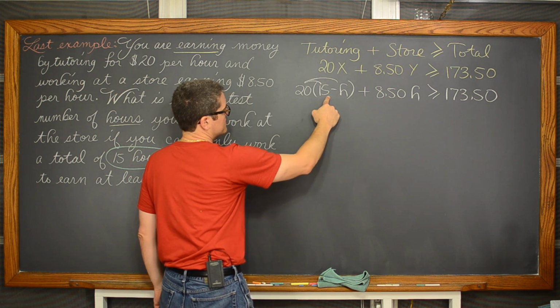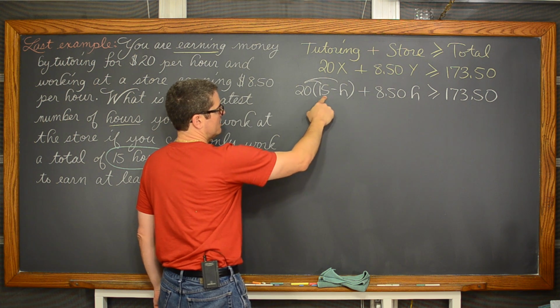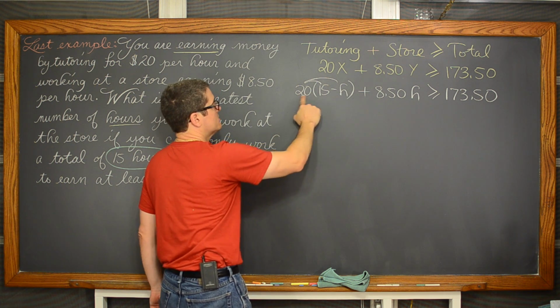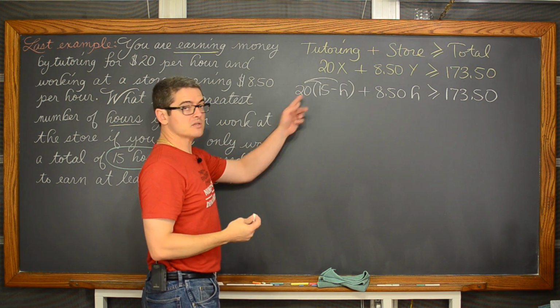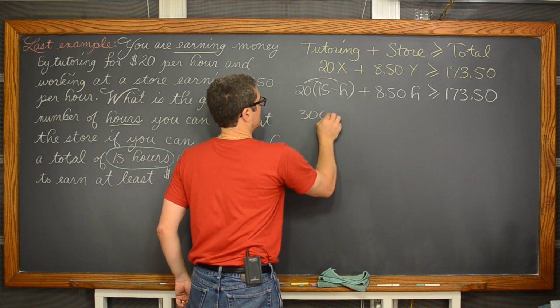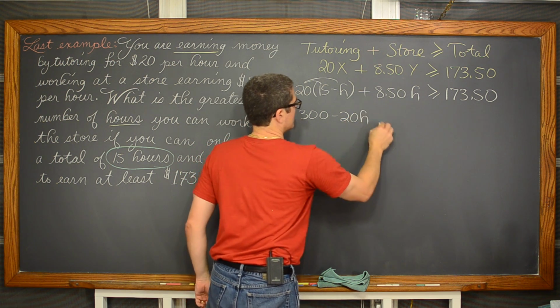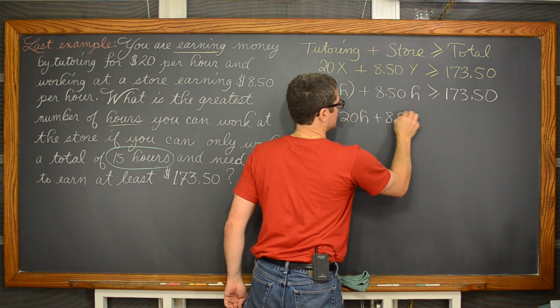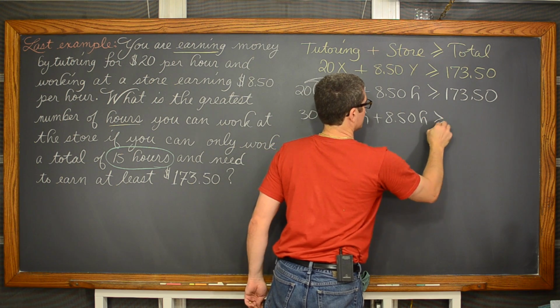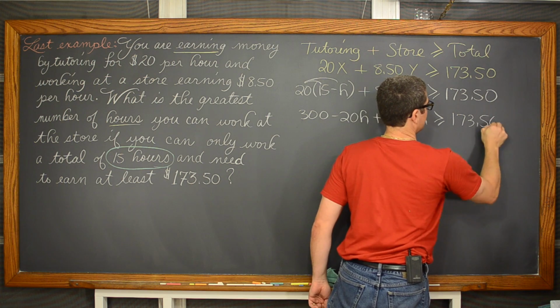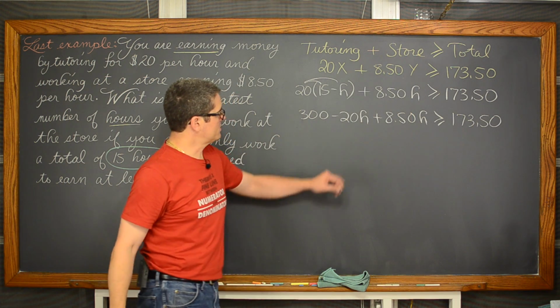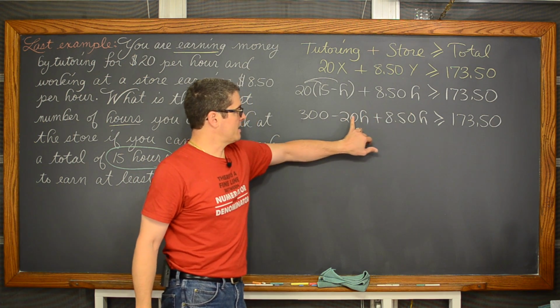20 times 15, well, 2 times 15, well, 2 times 10 is 20, and 2 times 5 is 10, 20 and 10 is 30. Add on a 0, we're looking at 300 minus 20h plus 850h is greater than or equal to 173.5. We're going to go ahead and combine the negative 20h.